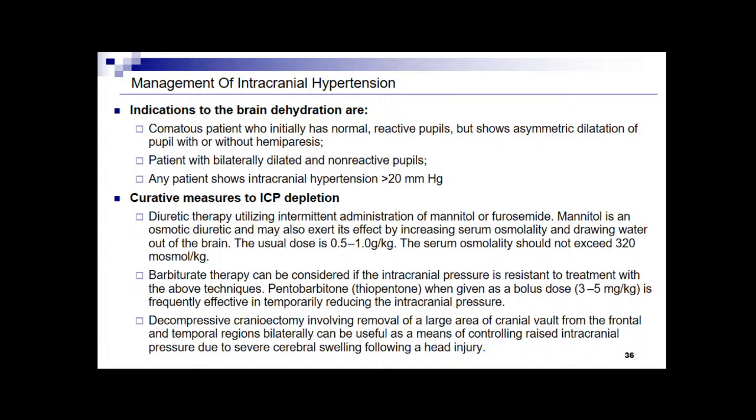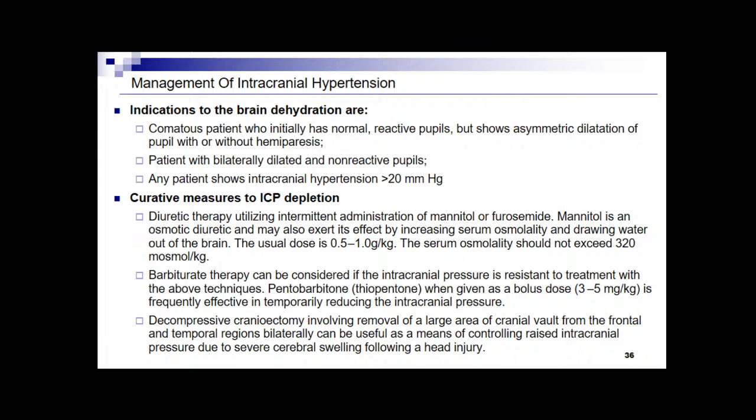And very important, the most important method of treatment of traumatic brain injury is correction of intracranial hypertension. How to recognize intracranial hypertension? We can measure intracranial hypertension by Dopplerography, and any patient who shows a rise of intracranial pressure above 20 millimeters of mercury should be treated with dehydration therapy.